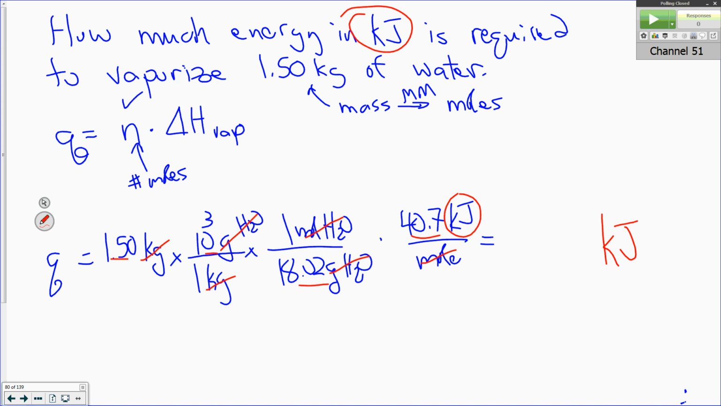And it would be around 3388, but we only know it to three significant figures. Using our weakest link rule in significant figures, we need to express that as 3.39 times 10 to the third kilojoules.